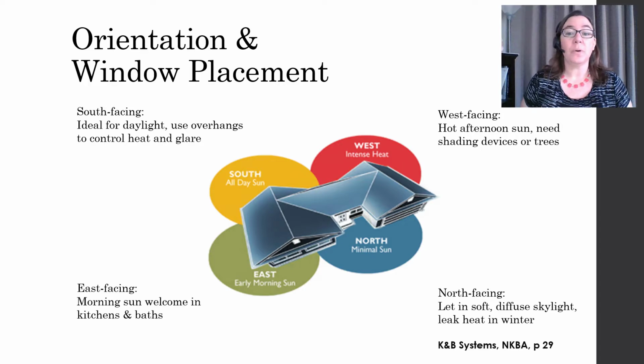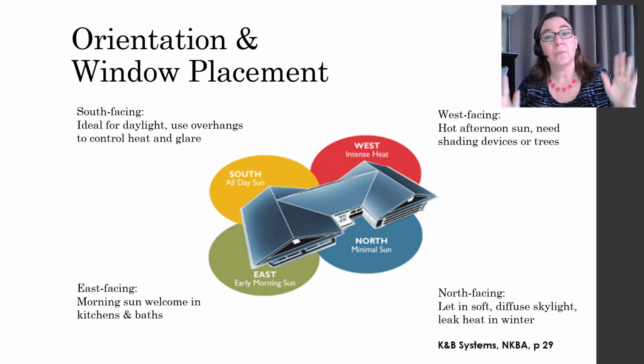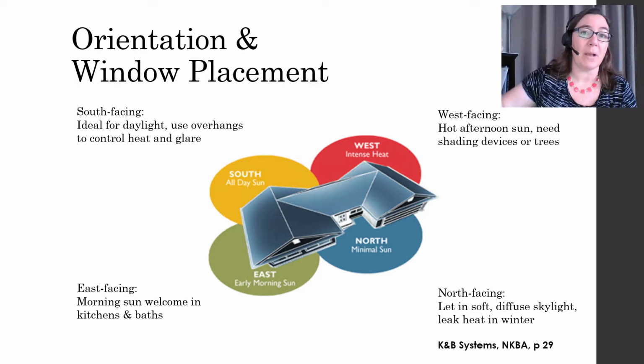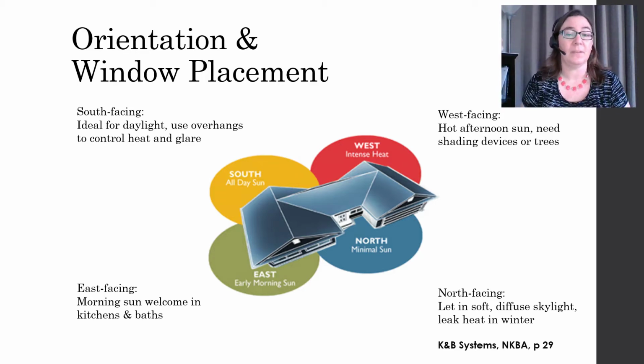Finally, ending up on the north side of the building, this side is never going to get direct sun. All right, it doesn't enter the building from the north side. But windows to the north will let in soft and diffuse skylight. That's light that has been bouncing around the environment and comes in from the sky. All right, but be careful, especially in cooler climates. You're going to leak heat in the winter from these windows.